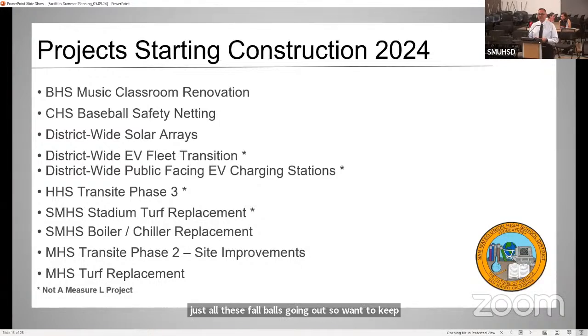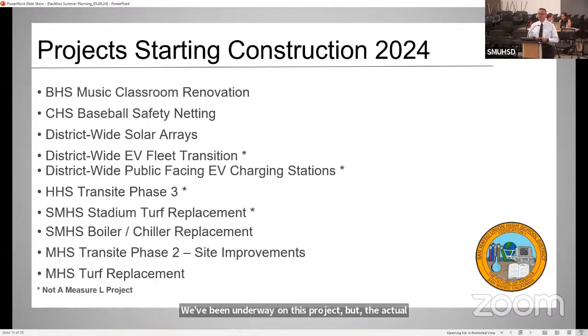District-wide solar arrays, district-wide EV fleet transition. This is exciting, with the Transportation Department working with Kelly Hubbard. That'll start June 3rd with putting in our temporary chargers for our fleet. We also have our district-wide public-facing EV charging stations and our Hillsdale High School Transite Phase 3. Anything that wasn't picked up in the last two phases is being picked up in Phase 3. San Mateo High School stadium turf replacement, the football field right behind us, and San Mateo High School boiler chiller replacement. We've been underway on this project, but the actual swapping of the boiler chillers will happen this summer.